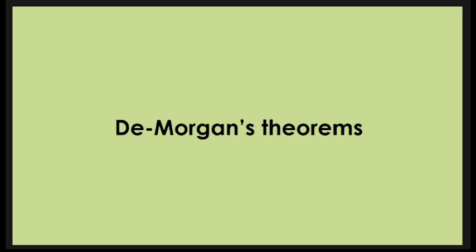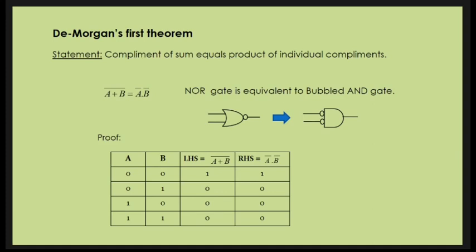There are De Morgan's theorems which are also considered to be under Boolean algebra, and we are going to see these two De Morgan's theorems. Let us see the first theorem. De Morgan's first theorem is stated as complement of sum equals product of individual complements. Complement of sum, that means NOR operation, and it is equal to product of individual complements. So in the form of gates also we can state De Morgan's theorem as NOR gate is equivalent to bubbled AND gate. This is bubbled AND gate.